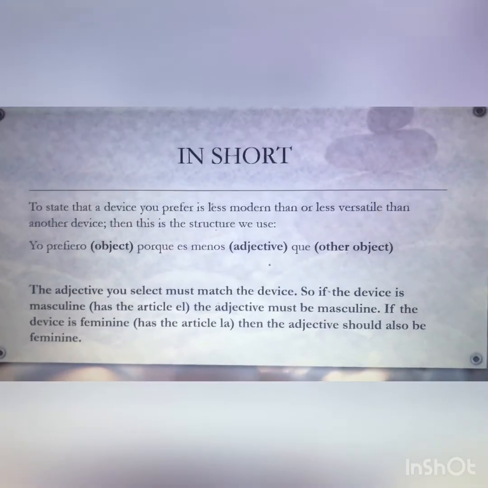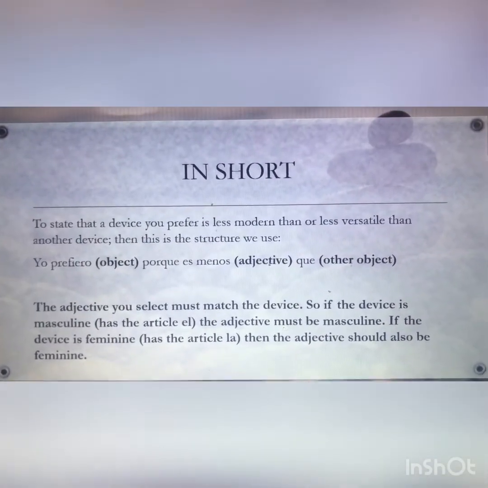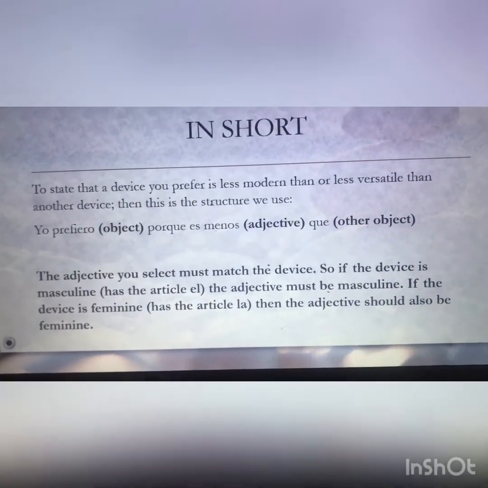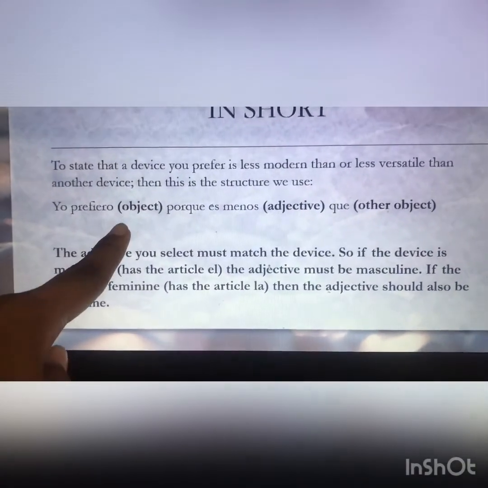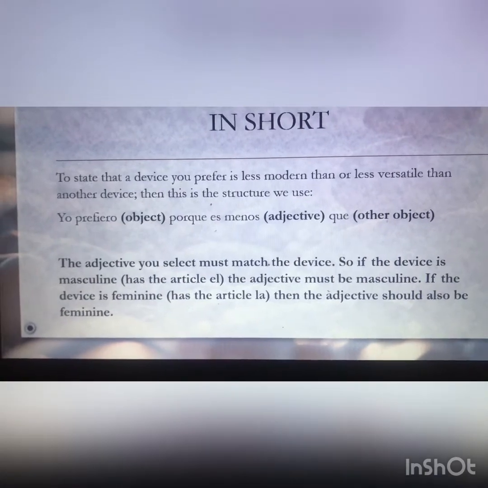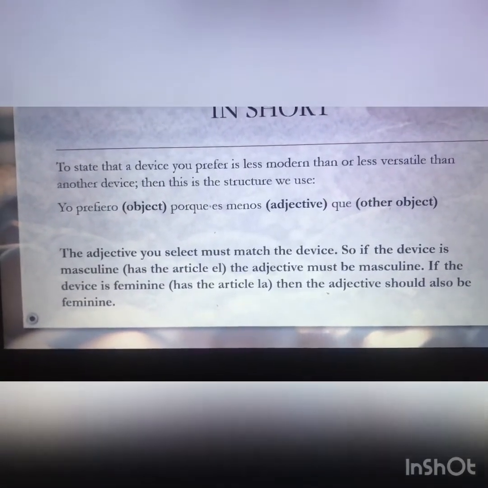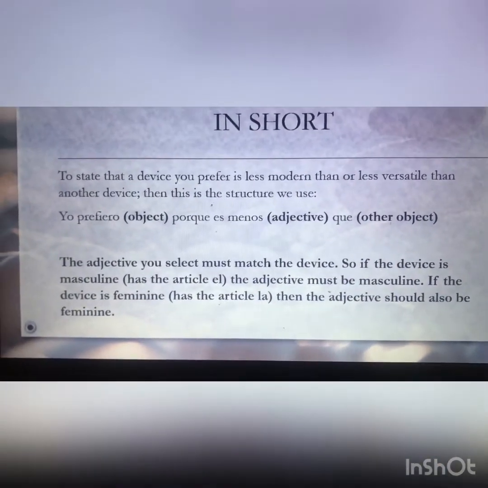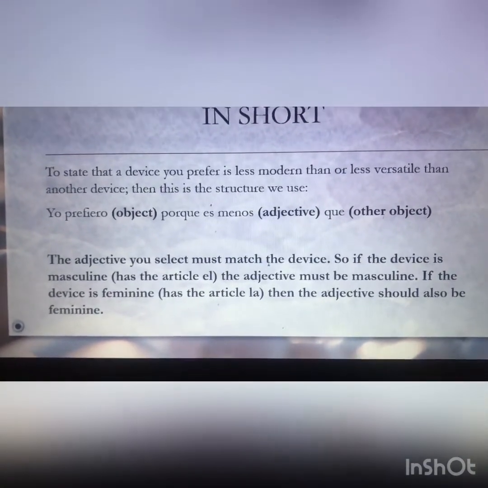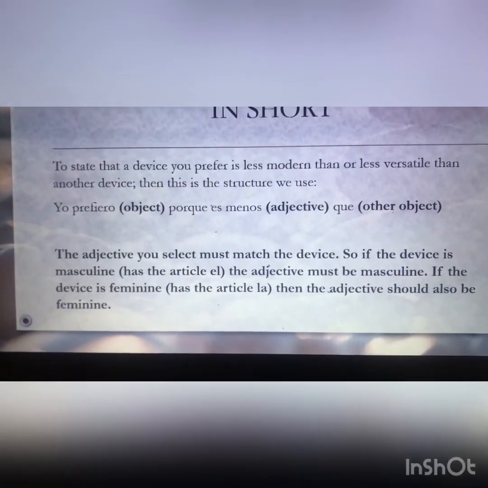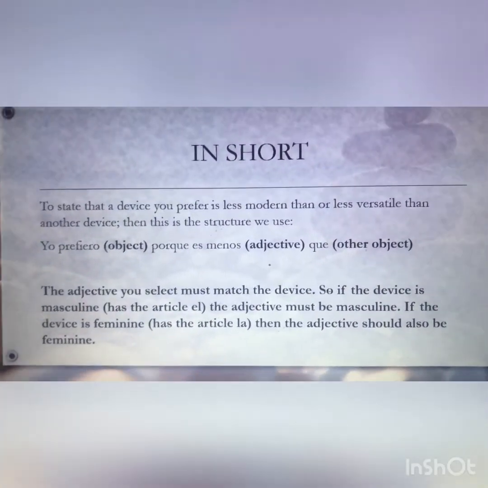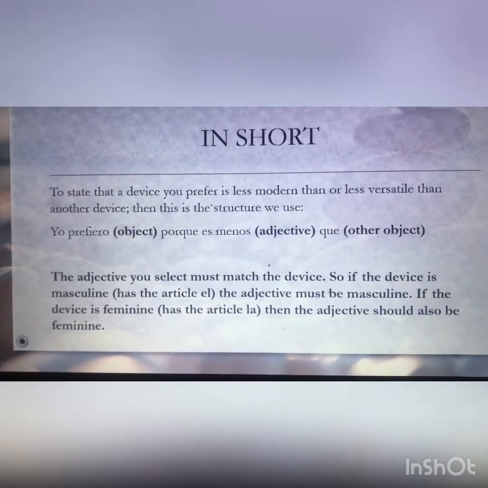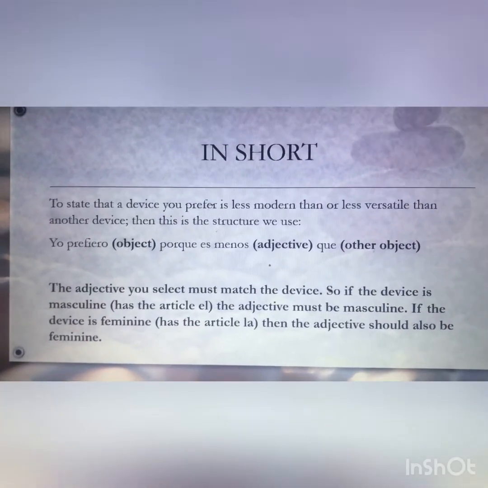To state that the device you prefer is less modern or less versatile, less expensive, less cheap, whatever you want to say, this is the structure that you would use. Yo prefiero, then you put the object, porque es menos. I prefer the object because it is less, then you put the adjective, than the other object. But again, the adjective that you select must match the device. If the device is masculine, meaning that it has the article el, the adjective must also be masculine. If the device is feminine, meaning that it has the article la, then the adjective should also be feminine.